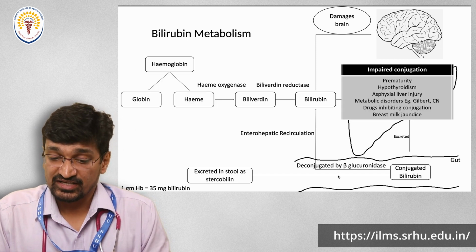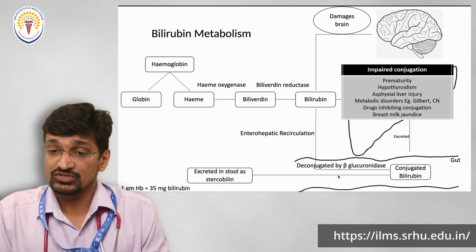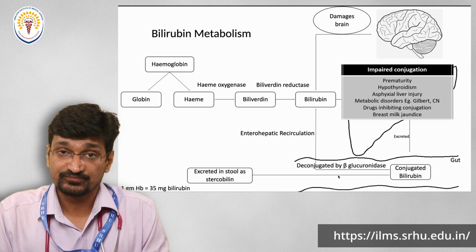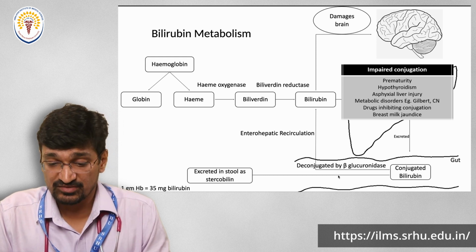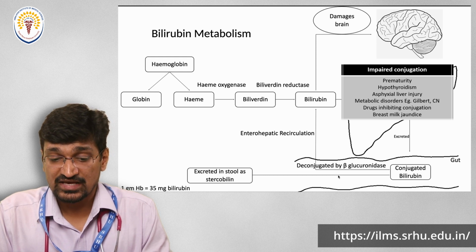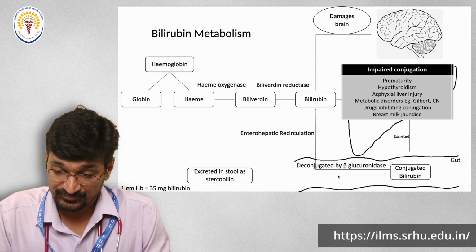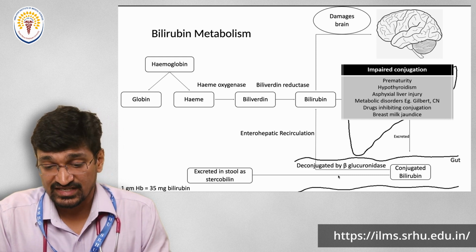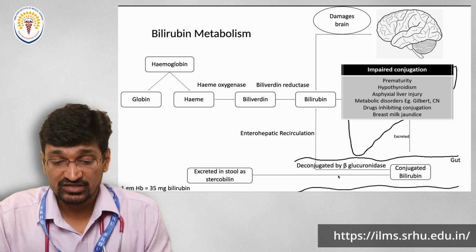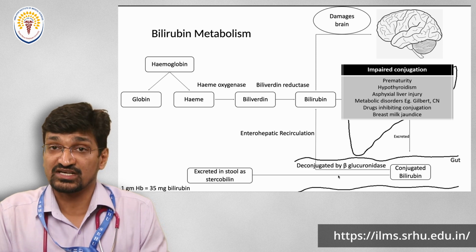A second category can be when there is impairment in the conjugation of the bilirubin in the liver. For example, preterm babies, when the capacity of conjugation is itself limited due to prematurity, or other reasons like hypothyroidism, some metabolic disorders like Gilbert or Crigler-Najjar disorder.